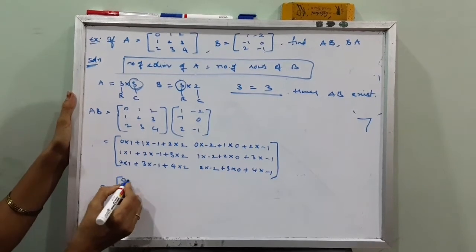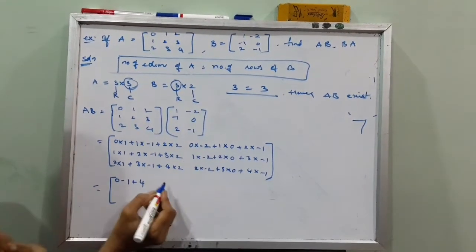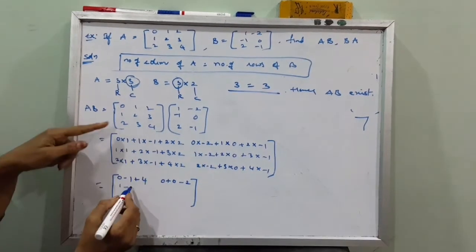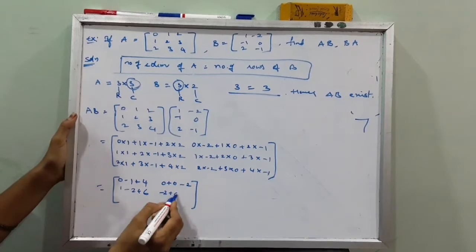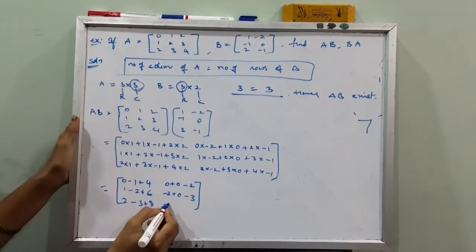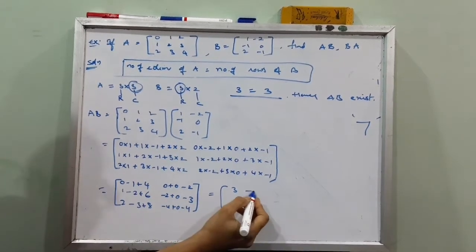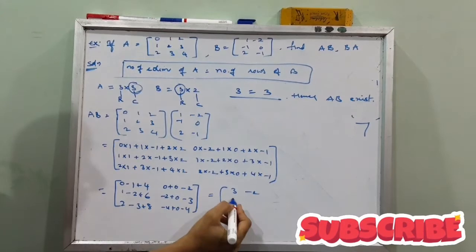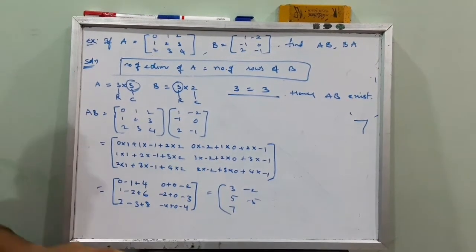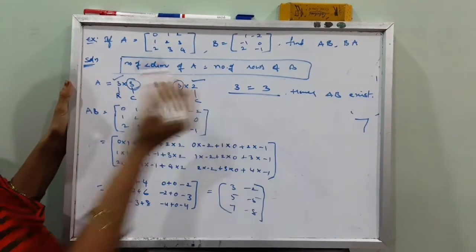Which implies 0 into 1 is 0, 1 into minus 1 is minus 1, plus 2 into 2 is 4, giving 3. Then 0 plus 0 plus minus 2, giving minus 2. Then 1 minus 2 plus 6, giving 5, and minus 2 plus 0 minus 3, giving minus 5. Then 2 minus 3 plus 8, giving 7, and minus 4 plus 0 minus 4, giving minus 8. So AB is the matrix with rows 3 minus 2, 5 minus 5, 7 minus 8.